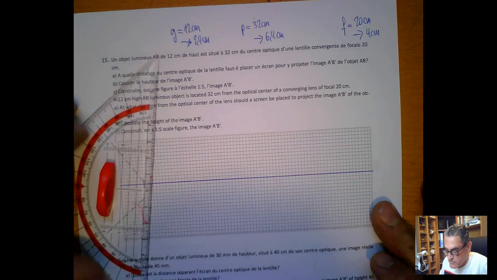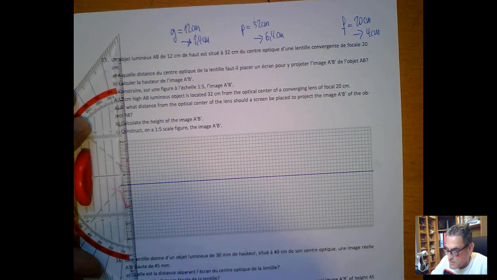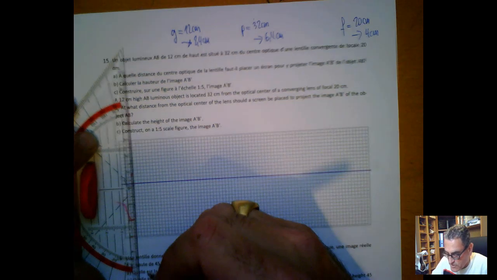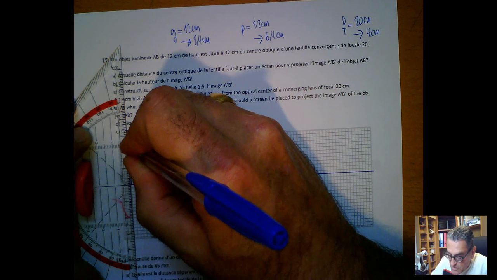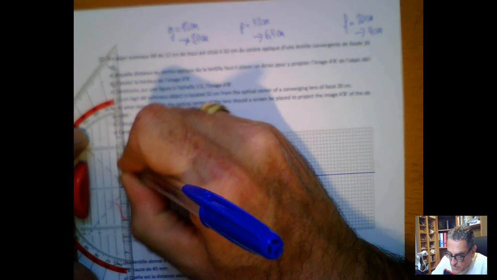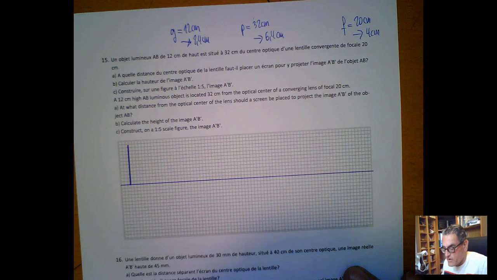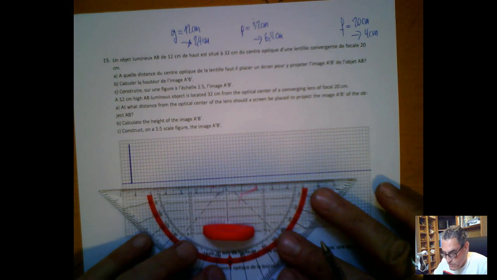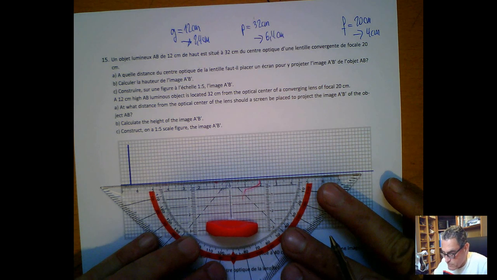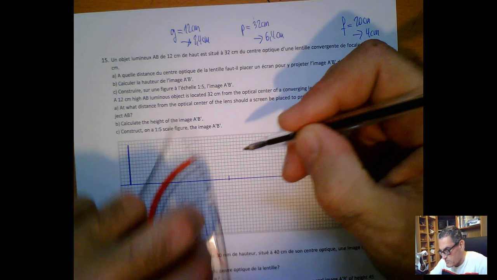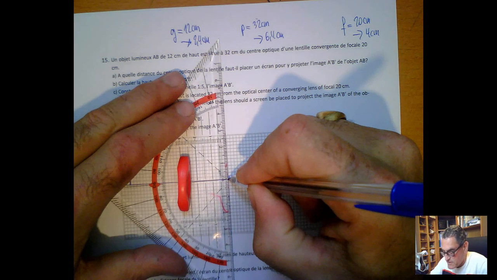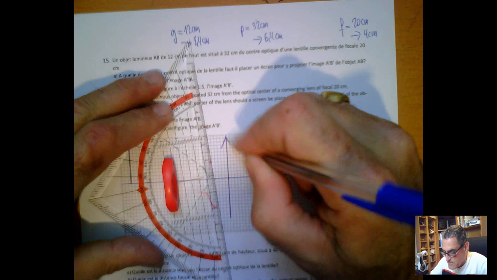Optical axis, we have some object of height 2.4 centimeters. Okay, it's a big object, but that doesn't mean anything. Here we have our object of height 2.4 centimeters, and we know it's at 6.4 centimeters of the optical center of a converging lens.